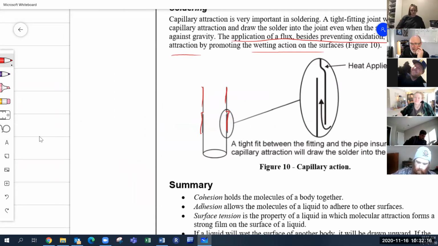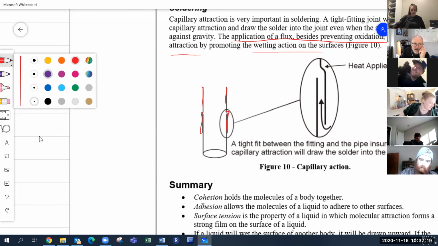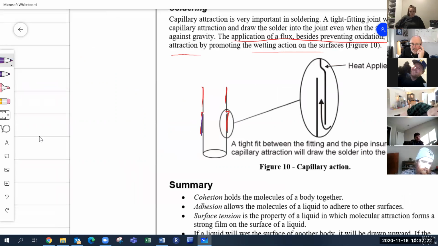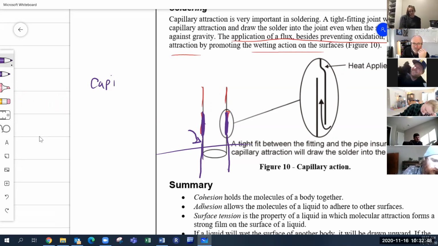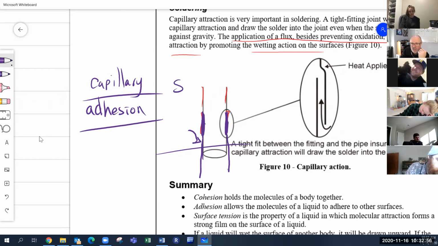So in a copper joint, if I'm going to use purple as my flux, as you heat up this joint with your torch, the flux will get liquid and will start to run down the pipe. And if you don't wipe that off, your solder is going to follow that flux. So a couple of things happen in capillary attraction. You have the capillary attraction and you have adhesion happening as well. You have two things in soldering.